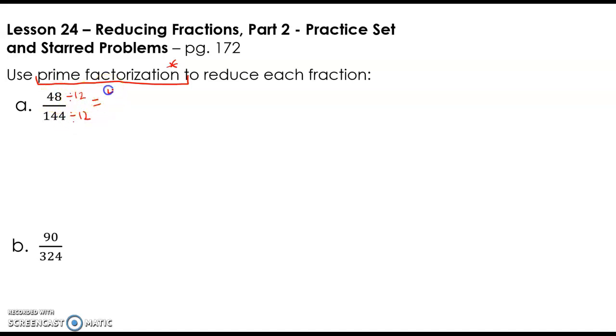48 divided by 12 is 4. 144 divided by 12 is 12. And you can see I'm not done yet, right? Because 4 goes into 12. So let's do 4. 4 divided by 4 is 1, and 12 divided by 4 is 3. So this is my final answer. You just kind of divide until you can no longer divide, is my theory.